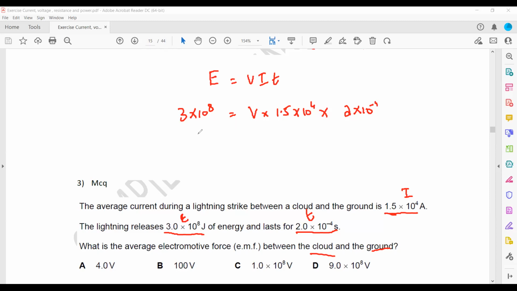So this whole factor is multiplied, so on the other side it will be divided. It will be 3 × 10^8 divided by 1.5 × 10^4 times 2 × 10^-4. When we solve this, because we need the voltage, it will come out as 1 × 10^8 volts. So whenever you have the energy, current, voltage and time relation, the formula is E equals VIt. Because we need V, we substituted the other values and we got the EMF, or the voltage. Voltage can be EMF, electromotive force, or it can be a potential difference as well.